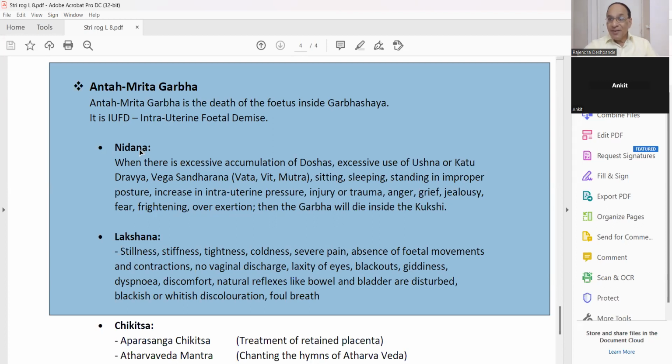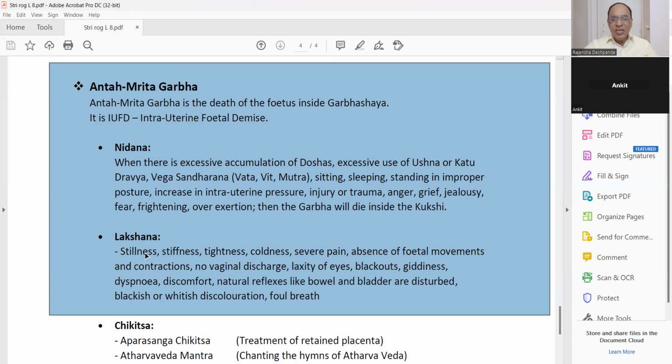Nidana means causes. Hetu: when there is excessive accumulation of dosha, excessive use of Ushna or Katu Dravya, Vega Dharana, that is Vit Purisha Vega Dharana, Mutra Vega Dharana, sitting, sleeping, and standing in improper posture, increase in intrauterine pressure, injury or trauma, psychological factors, anger, grief, jealousy, fear, frightening, overexertion, then the Garbha will die inside the Kukshi. This is also called Garbhopaghatakara bhav, damage to the fetus.